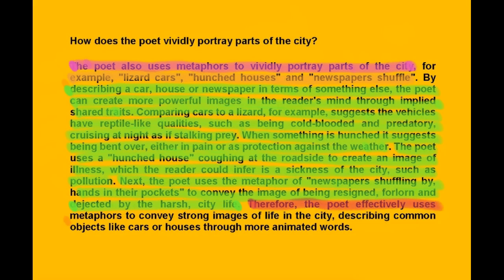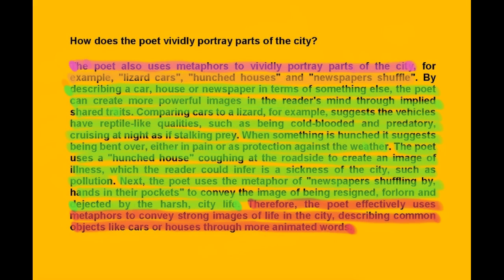Therefore, the poet has effectively used metaphors to convey strong images of life in the city, describing common objects like cars or houses or newspapers, etc., through more animated words, such as lizards, hunched, or shuffling. Okay, so that is the second PEEL paragraph that we would have used, and again, you can see it's the same thing.